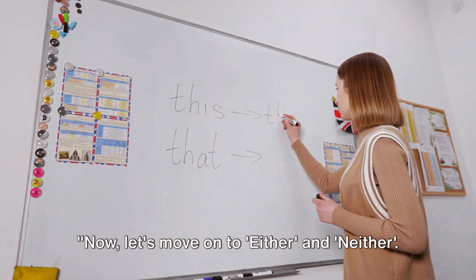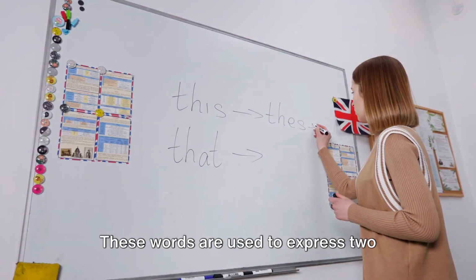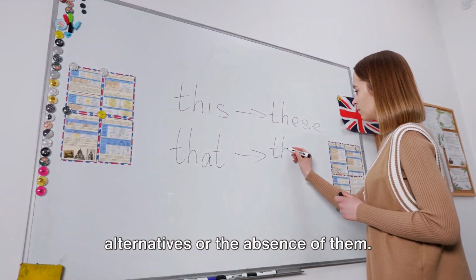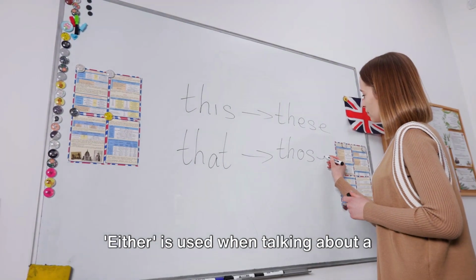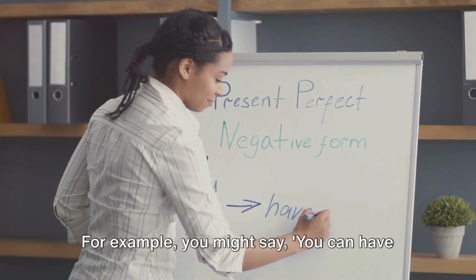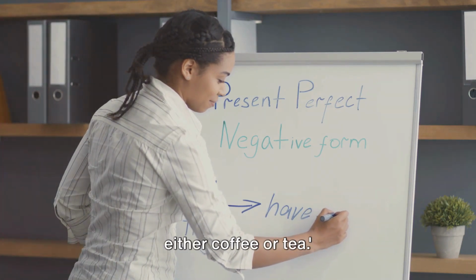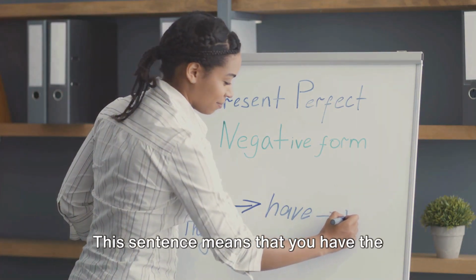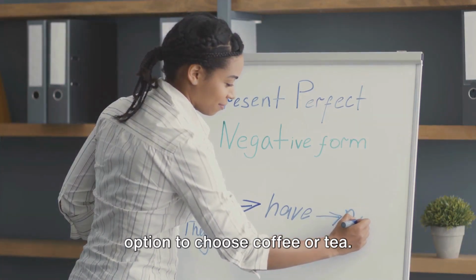Now let's move on to either and neither. These words are used to express 2 alternatives or the absence of them. Either is used when talking about a choice between 2 options. For example, you might say, you can have either coffee or tea. This sentence means that you have the option to choose coffee or tea.